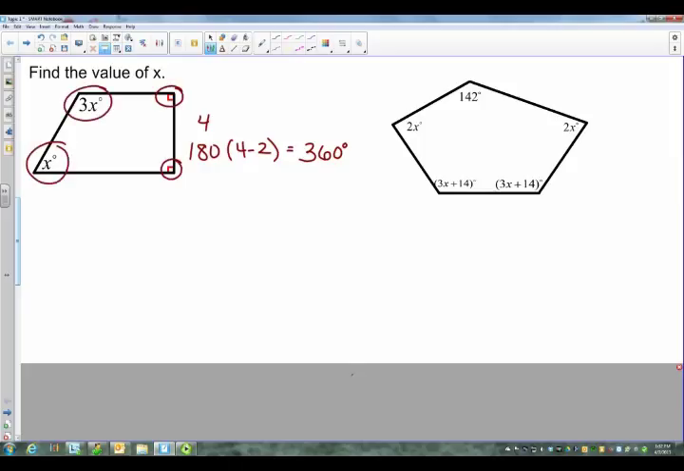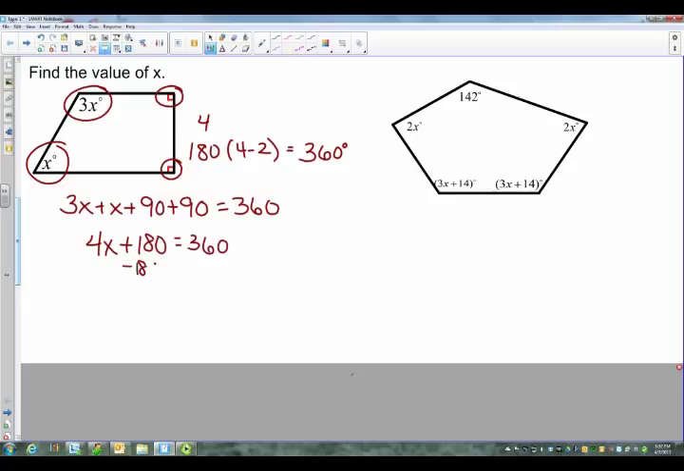If I take all 4 of these angles and I add them up, so I've got 3x plus x plus 90 plus 90, all 4 of those have to add up to 360 degrees. And from here you just solve it. Alright, 3x plus x is 4x, so I've got 4x plus 180 equals 360. I'm going to start solving for x, so I'm going to subtract 180. So those cancel out. You got 4x equals 180. Divide by 4, and that leaves you with x equaling 45 degrees.